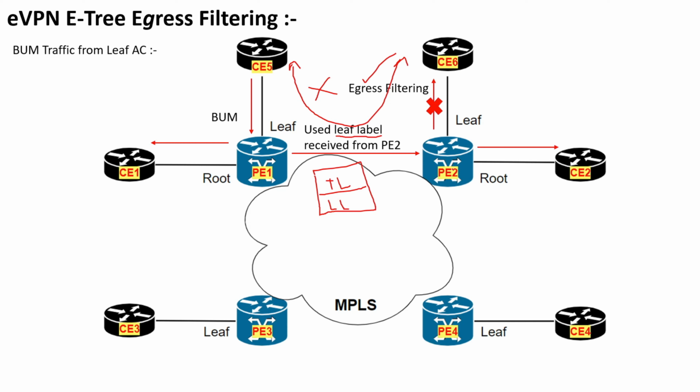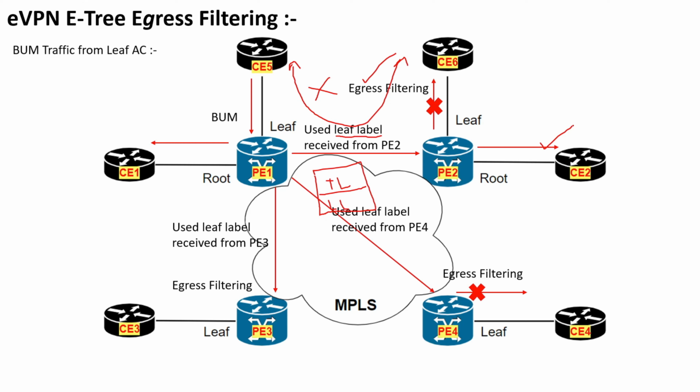And based on the filtering criteria, it is not going to forward it to the leaf, but the BUM frame will go to the CE2 device via the root port. The same thing happens with the other devices where leaf ports are there. So it is going to drop based on the egress filtering criteria.